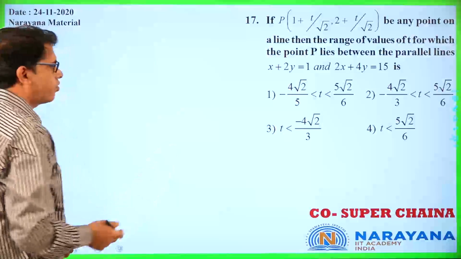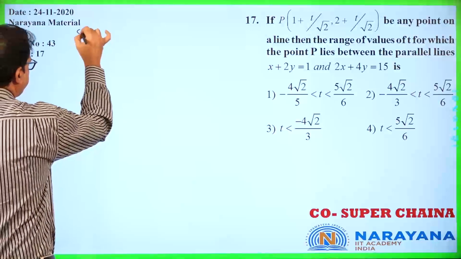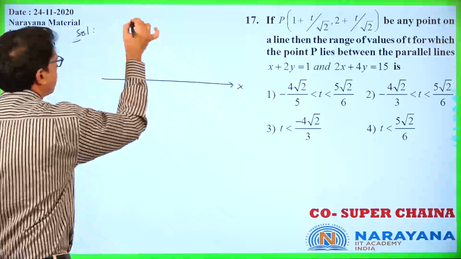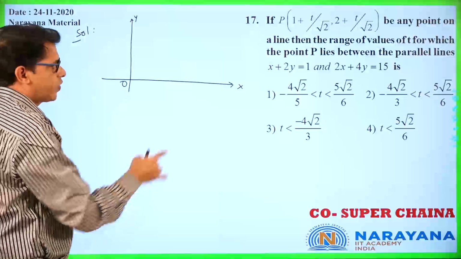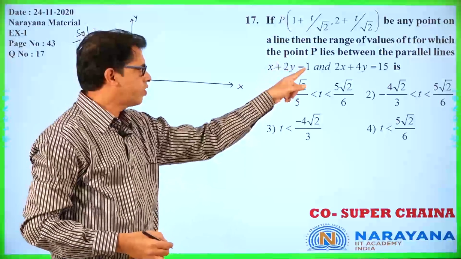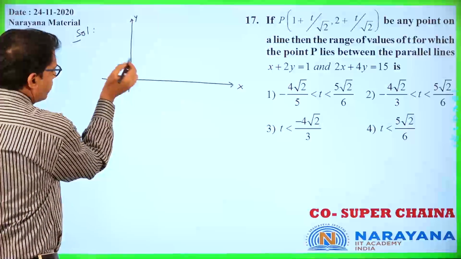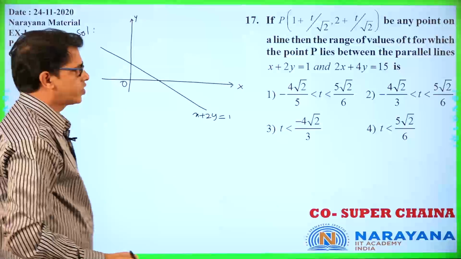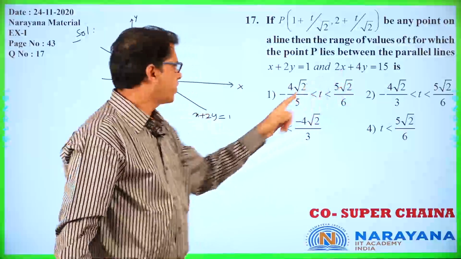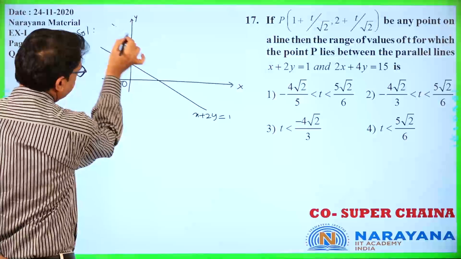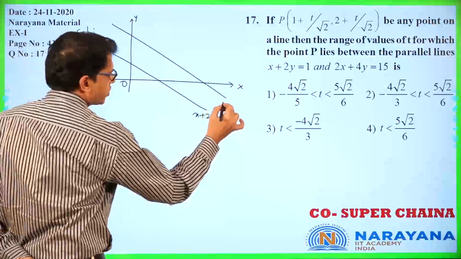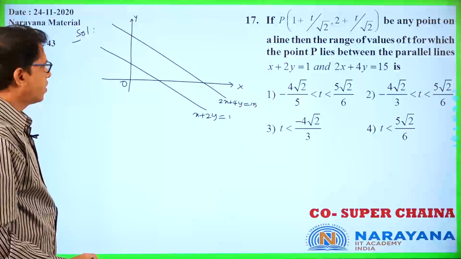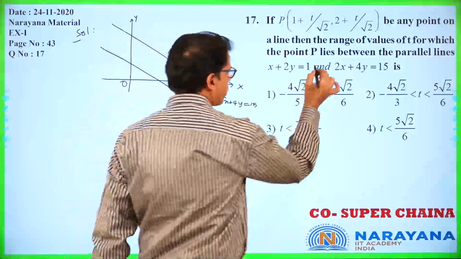So if you draw the diagram, take the coordinate axes x and y, and the origin. x plus 2y equals 1: the x intercept is 1, the y intercept is half, so the line may be like this. This line is x plus 2y equals 1. For the other line, the x intercept is 15 by 2. Definitely the second will be like this, a parallel line. This is the other line, whose equation is 2x plus 4y equals 15. Now what is the given condition? P lies between the parallel lines.